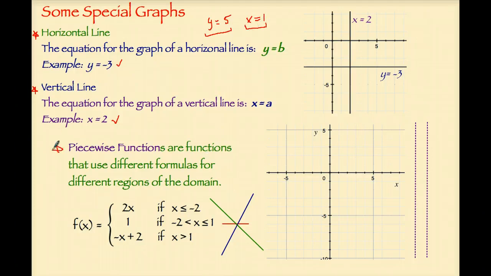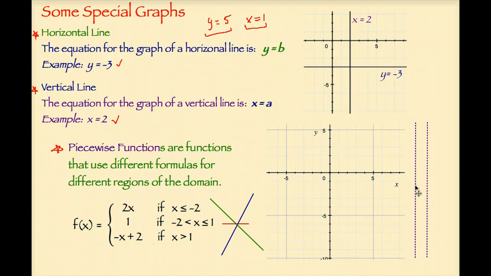Piecewise functions are functions that use different formulas for different regions of the domain. And I have to be honest, these are kind of fun to graph. It's as if you get several functions for the price of one. Notice this function is saying, let y be 2x when x is less than or equal to -2. But then let y be 1 when x is between -2 and 1. And then let y be -x plus 2 if x is greater than 1.